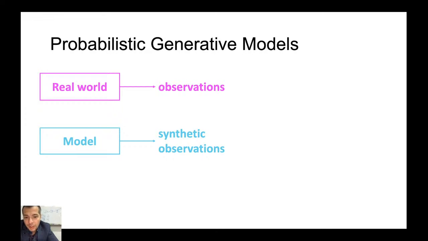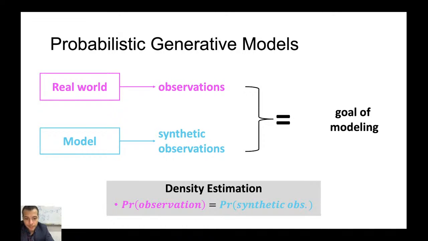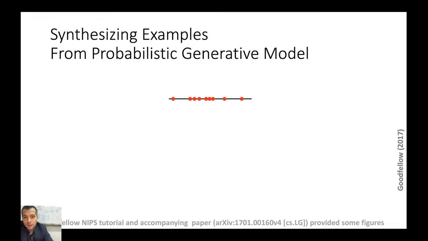The main idea with this architecture is that it is an alternative approach to probabilistic generative models. In these probabilistic models, the goal is to build a model that generates synthetic observations, and to make these synthetic observations as realistic as possible. This translates to a density estimation task. So we want the probability of the real data, of our observations, to be equal to the probability of the synthesized examples.